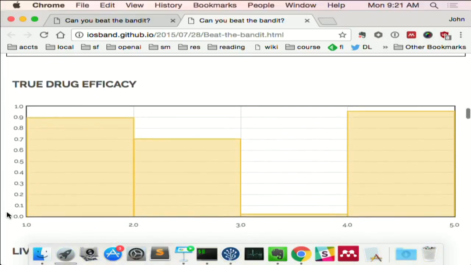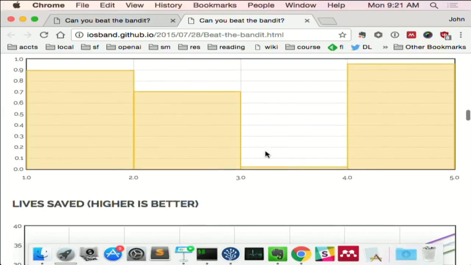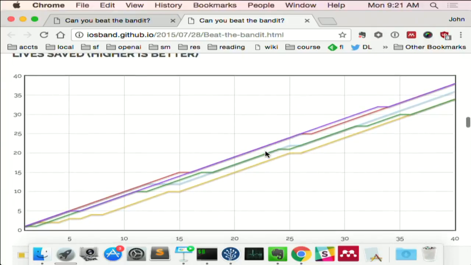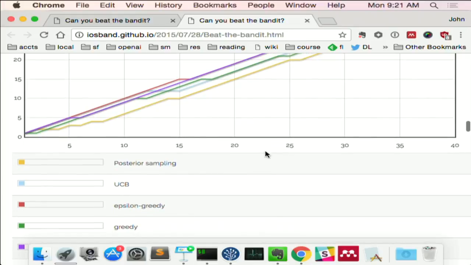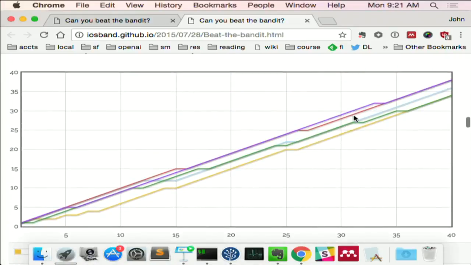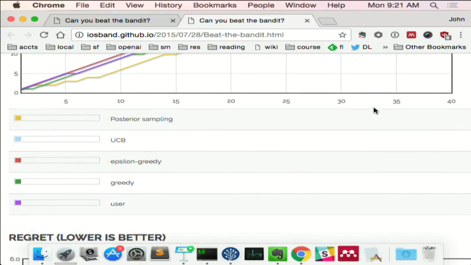Oh, so now we see what the true efficacy was. It turns out drug 1 was 90% effective, drug 2 was 70%, drug 3 was really bad, and drug 4 was actually the best. So Sergey picked a near optimal action. That's a local optimum. Okay, so now let's look at how many lives saved. Sergey is purple. So Sergey actually did pretty optimally. Yeah. My greed has cost 1 life.